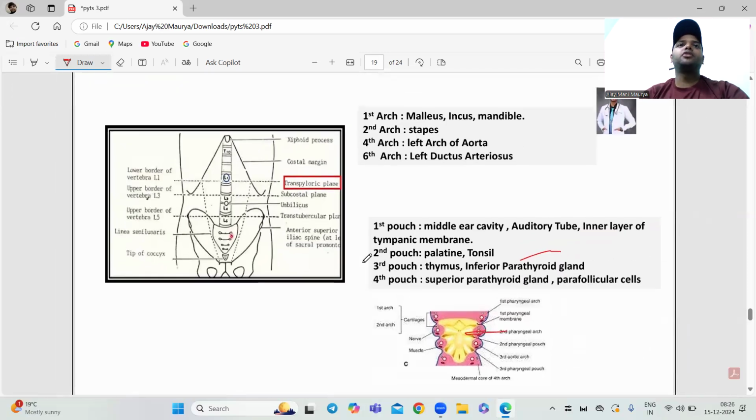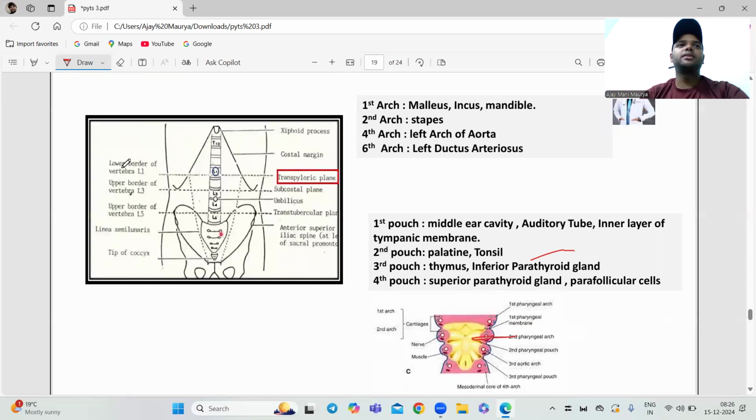Also guys, I think everyone knows this one. This is the transpyloric plane, the lower border of vertebra L1. This is the subcostal plane, L3. Transtubercular plane is at the upper border of L5. I think everyone knows about this one.